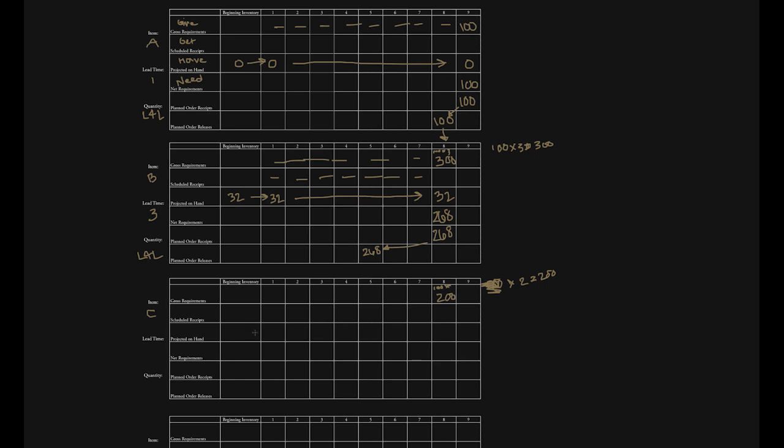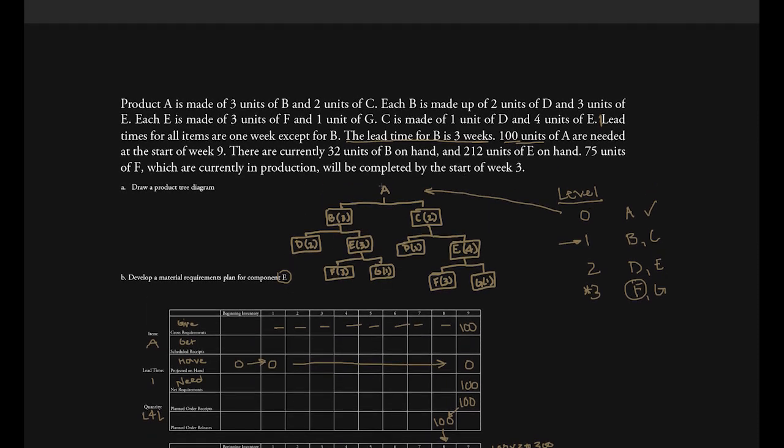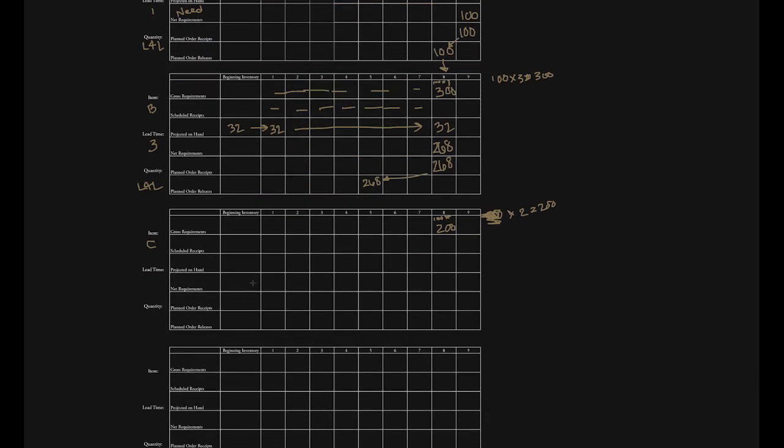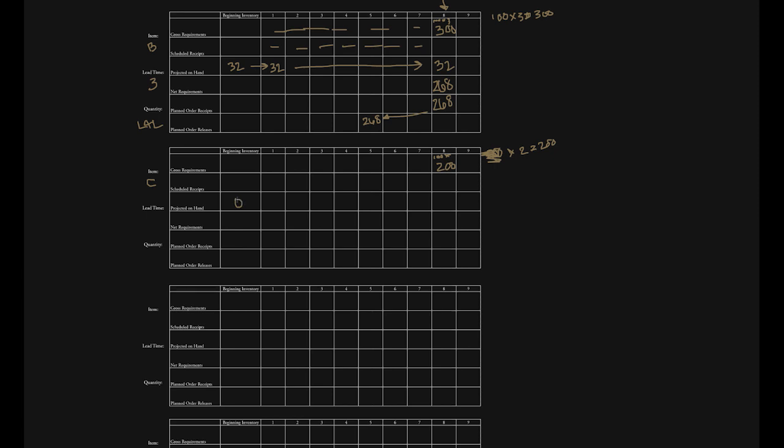Was there any other information given regarding C? Just for a little refresher, no, there is nothing else happening with C up here. So we can assume that there is 0 projected on hand and that there's going to be 0 gross requirements until week 8, 0 scheduled receipts, and again, bringing that forward, it's going to say that we've got 0, we need 200. When do we need 200? Lead time for C is 1. Quantity to order is lot for lot. 1 week back, we have 200.